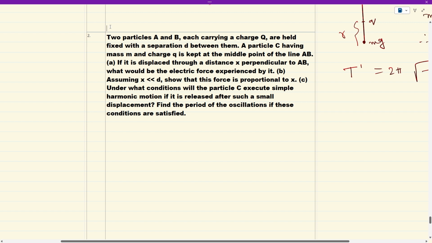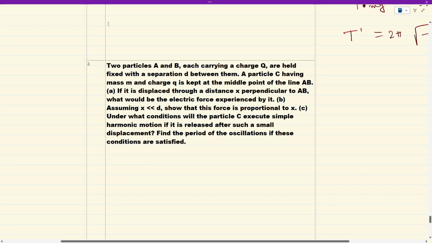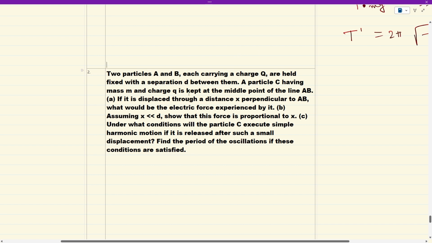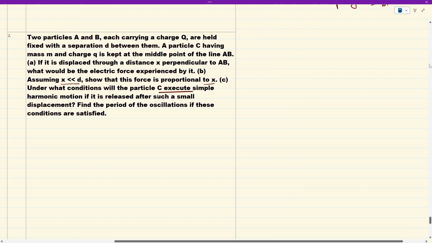Two particles A and B, each carrying a charge Q, are held fixed with separation D between them. A particle C having mass m and charge Q is kept at the middle point of the line AB. If it is displaced through a distance x perpendicular to AB, what would be the electric force experienced by it? Then assume x is much smaller than D, so that the force is proportional to x. Under what condition will this execute SHM if it is released after such a small displacement, and find the time period of oscillation if these conditions are satisfied. It's a very good problem, and this time let me explain the first part of the problem.